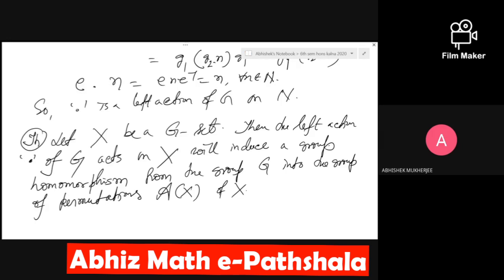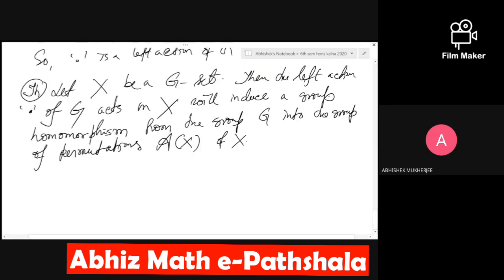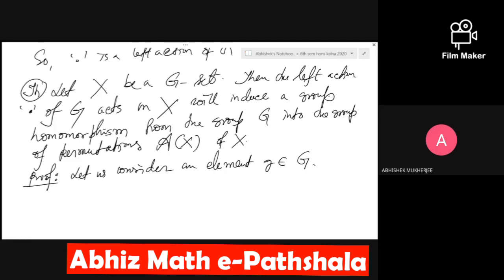So let us have a look at the proof of this theorem, how to define the group homomorphism. That is our aim, using the left action of G that acts on X. Now first of all, let us consider an arbitrary element, small g belongs to capital G. Although we have chosen this g arbitrarily, once we choose it, it is fixed now.